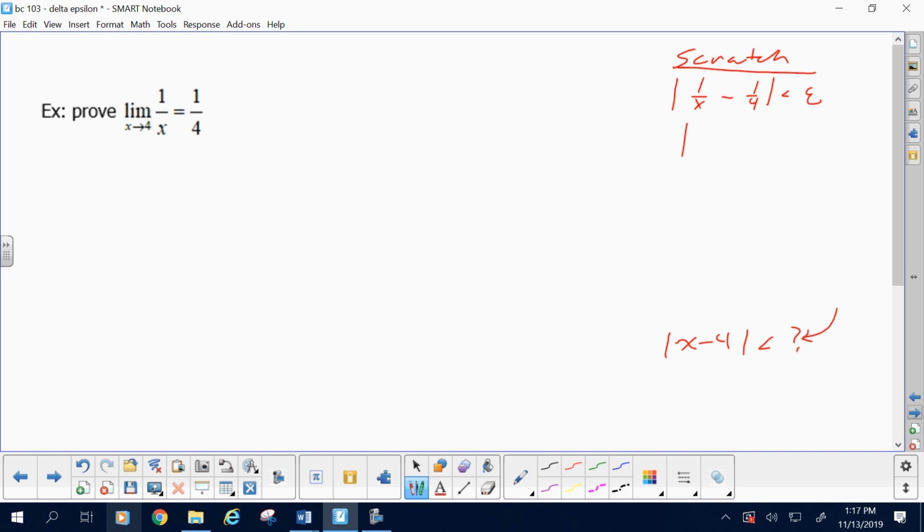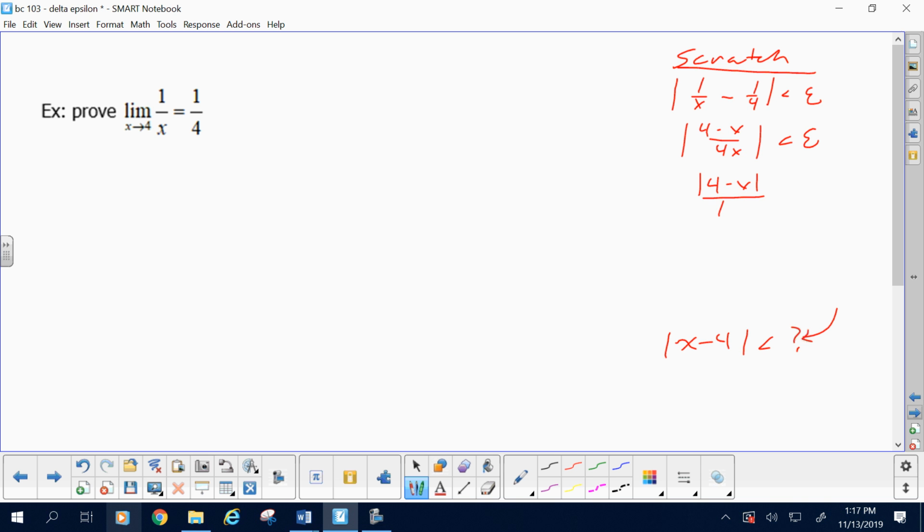Common denominator, okay, I like it. So 4 minus x over 4x is less than epsilon. All right, we're getting there. It's looking good. Now what? Take out the 4x. Can I split it up and multiply it?